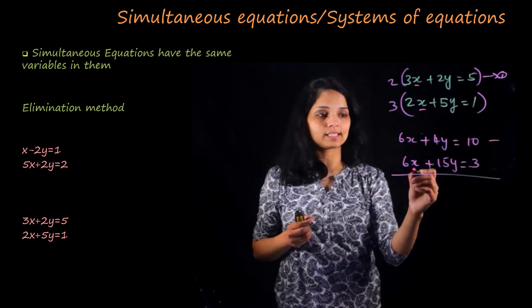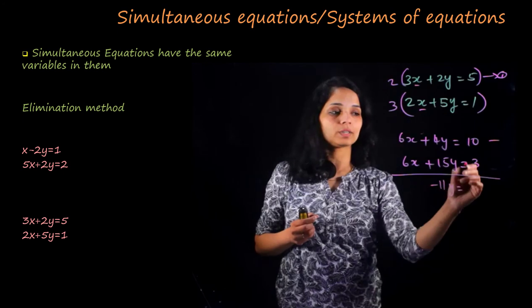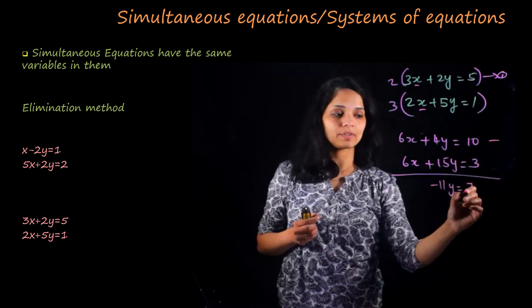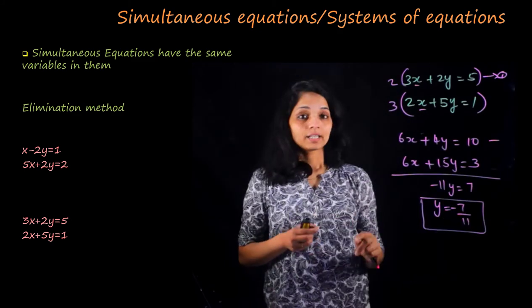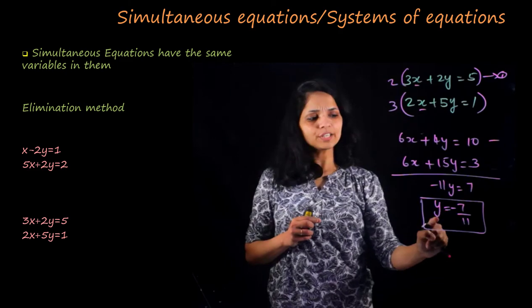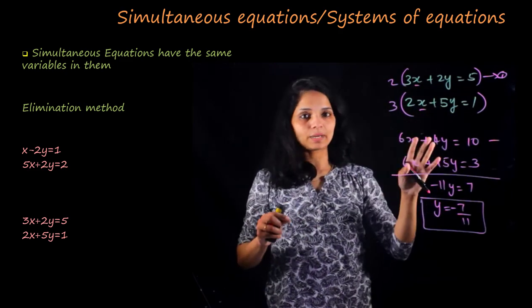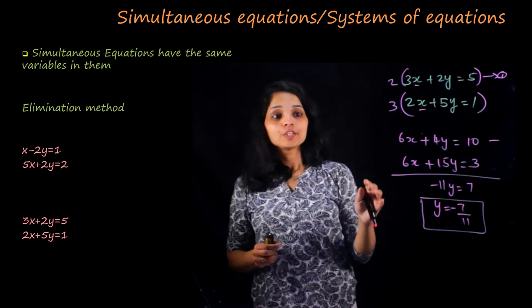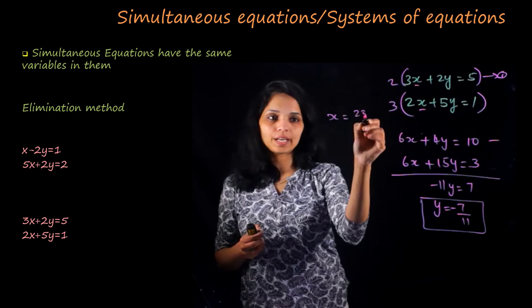6 minus 6 is 0. 4 minus 15 is minus 11y equals 10 minus 3 is 7. So y equals minus 7 on 11. Okay, now the next step is to find the value of x. That you can do by substituting this y value into one of these equations. It doesn't matter which one you substitute, but you should get the final answer as x equals 23 on 11.